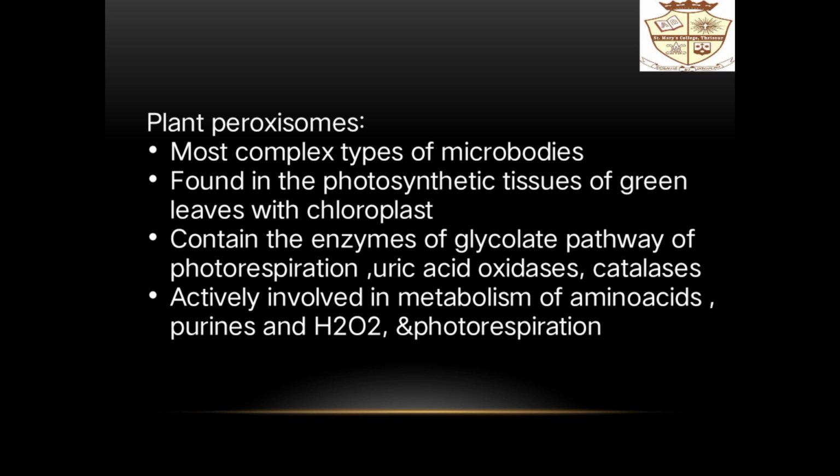Next is plant peroxisome. They are the most complex type of microbodies, found in the photosynthetic tissue of green leaves along with chloroplasts, and contain the enzymes of the glycolate pathway of photorespiration, uric acid oxidases, catalases, etc. They are actively involved in the metabolism of amino acids, purines, H2O2 and photorespiration.